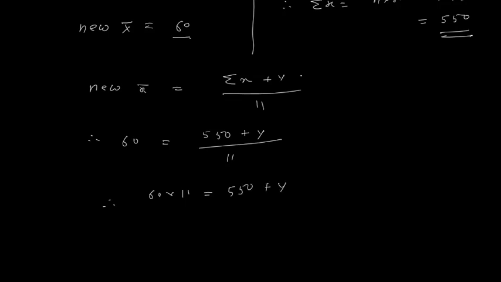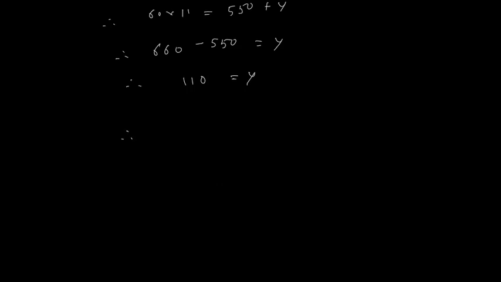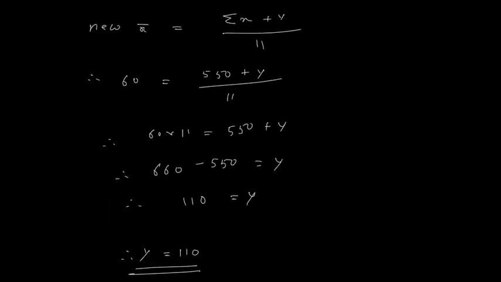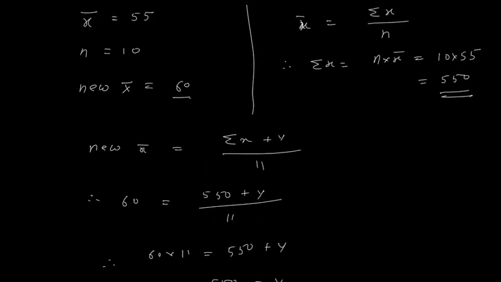Now 60 into 11: 6 11s are 66, so this is 660. I will bring this 550 to the left, so 660 minus 550 equals y. This is 0, 6 minus 5 is 1, 1, so 110 is y. Therefore y equals 110. So the included number is equal to 110.